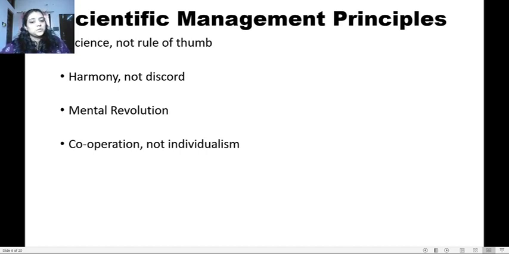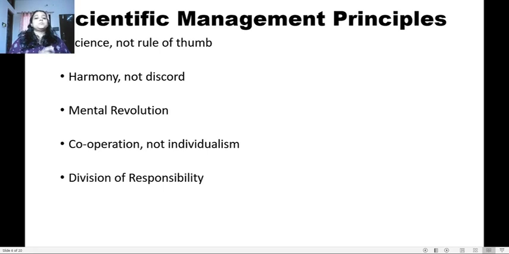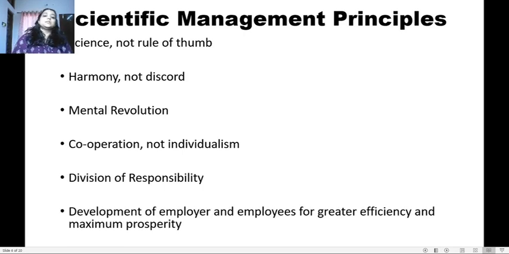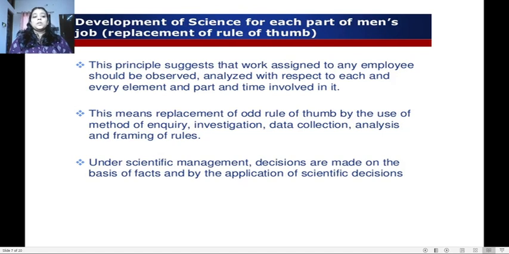Cooperation and not individualism. That means there should be cooperation, there should be team spirit, not individualism in the organization. Division of responsibility. Employees' and workers' responsibility should be divided and segregated, right? And the last one is maximum efficiency, that is greater efficiency and maximum prosperity. Let's see it one by one again.